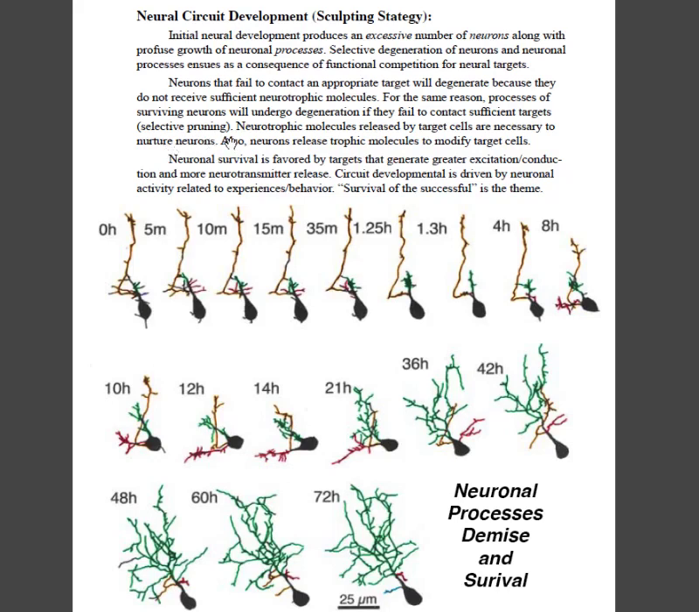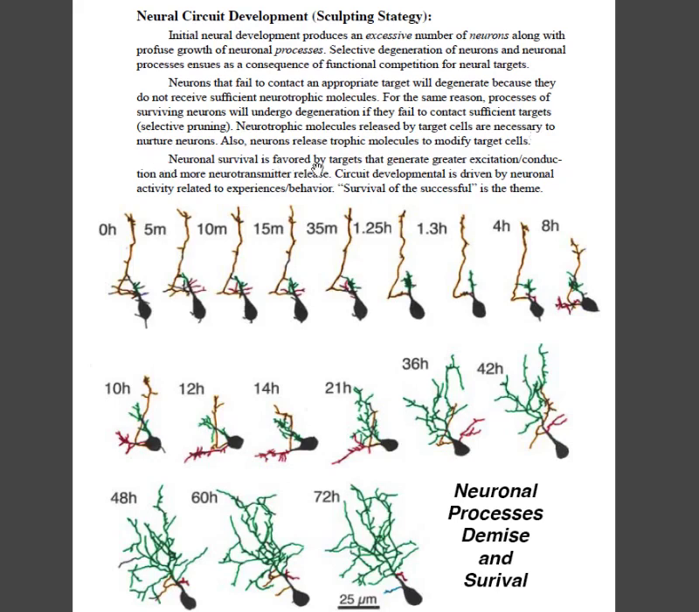Also, neurons release neurotrophic molecules that modify target cells. And so, for example, neurons determine the fiber type of skeletal muscle cells, and neurons modify ordinary epithelial cells to become taste bud cells. So the process works both ways.